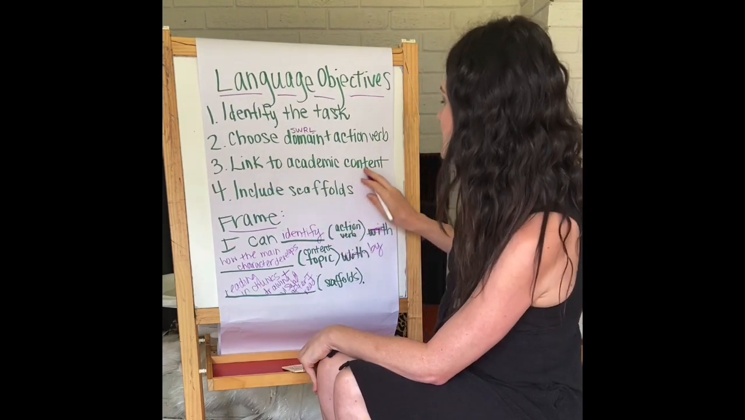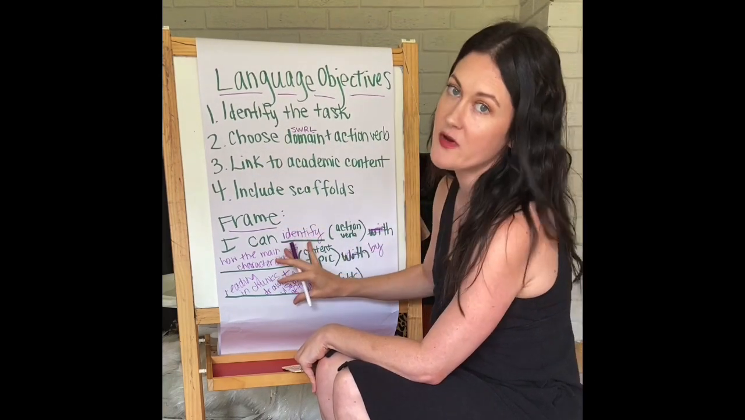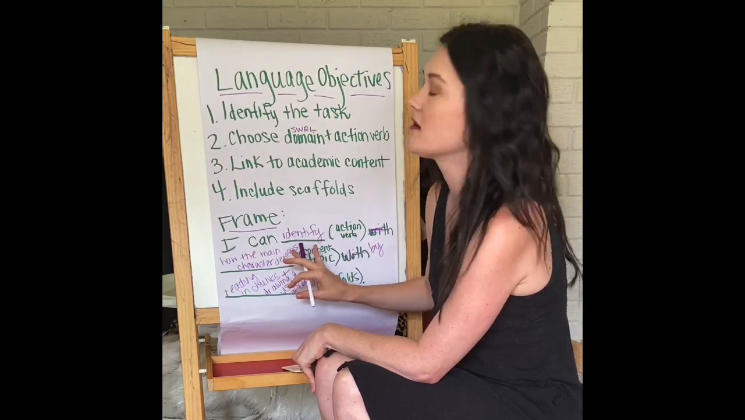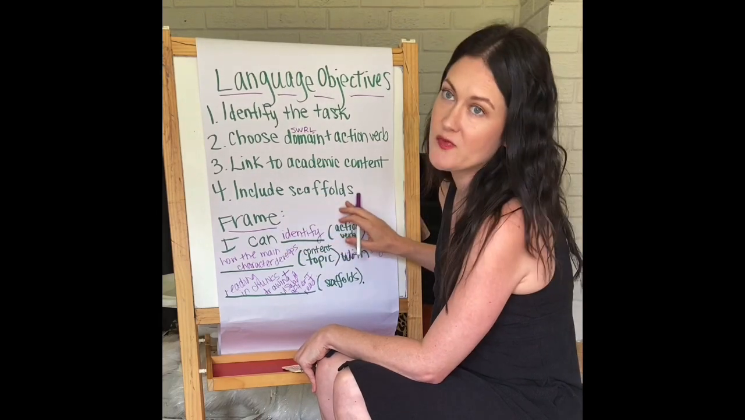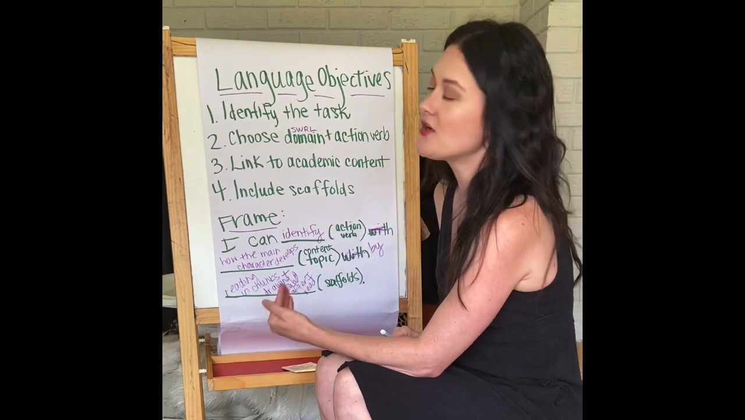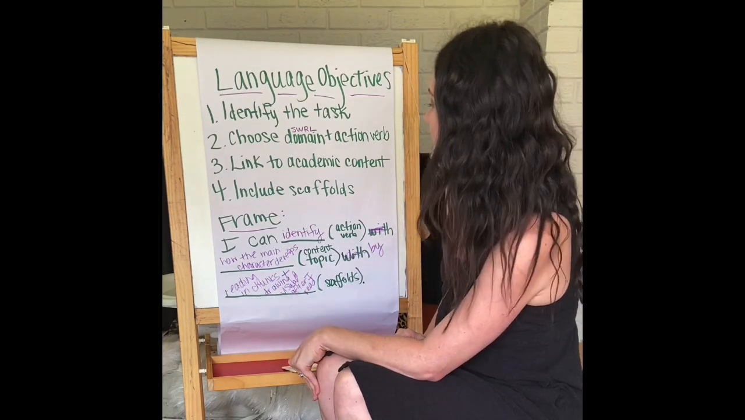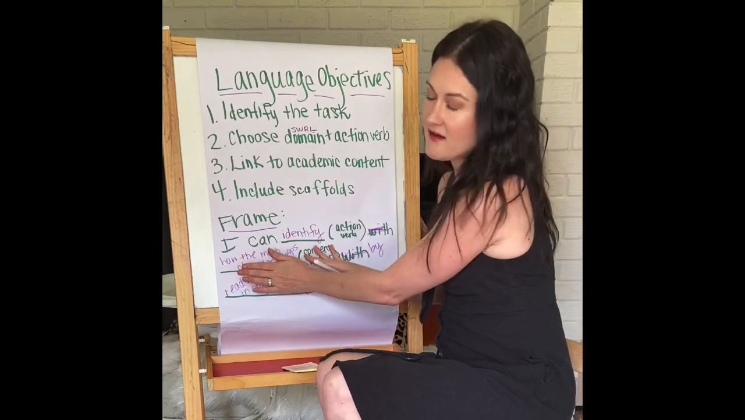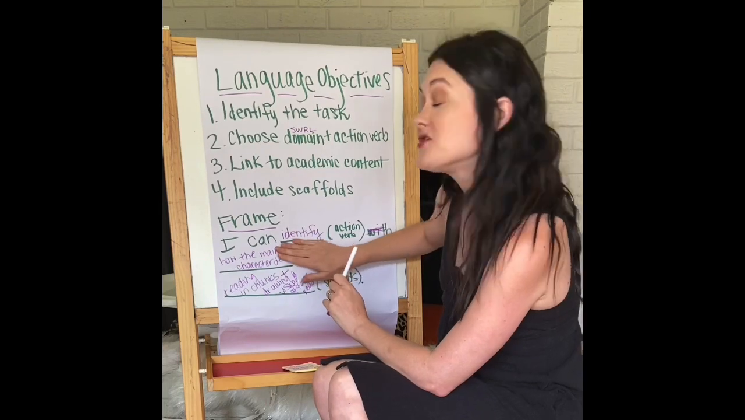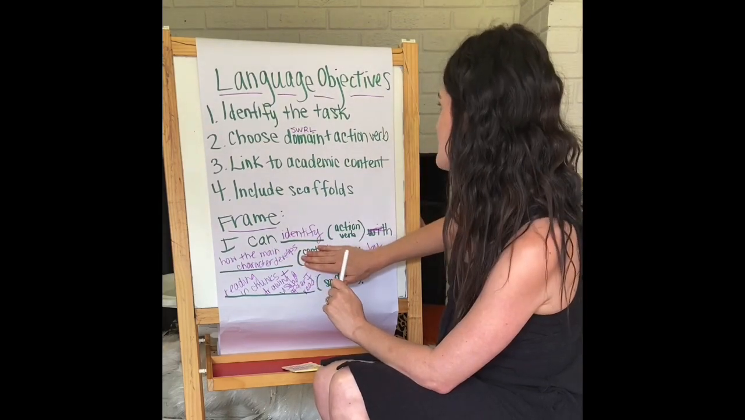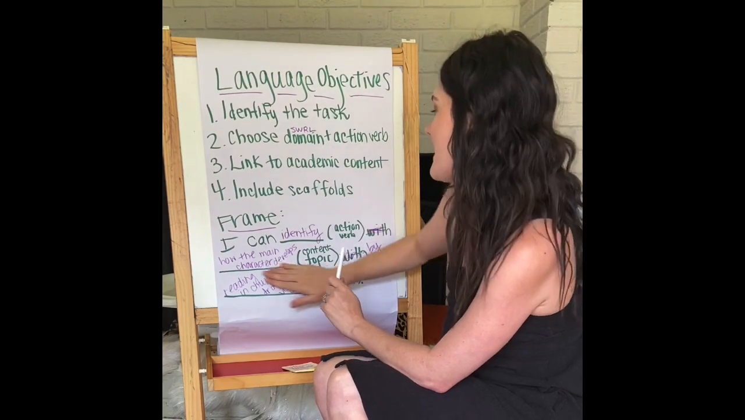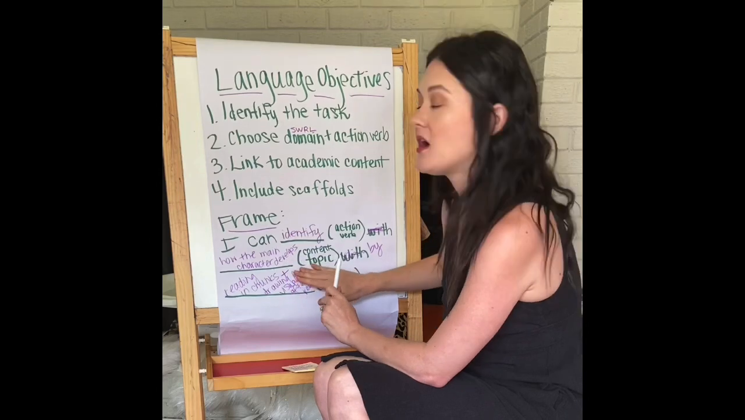So I'm going to link it to the academic content. I want to put in my language objective that we are analyzing how the character develops. And then I'm going to include my scaffolds, which again are different based on the levels you have. I have beginners, so I'm going to use beginner scaffolds. So here we go. Don't look at this yet. I kind of already filled it out. So, I can identify, that's our action verb, so it connects back to the reading domain. How the main character develops, that's our content topic.